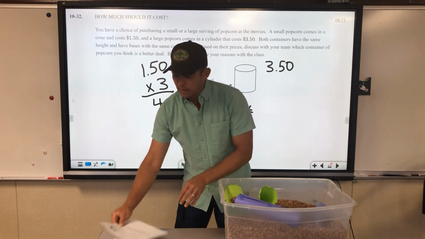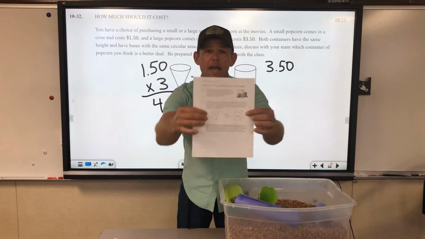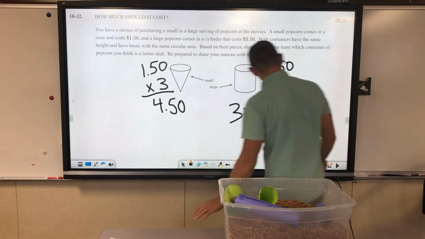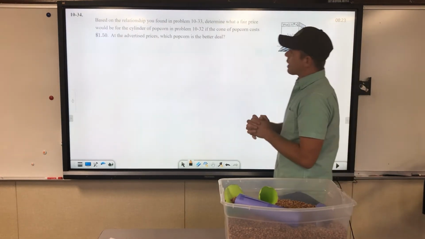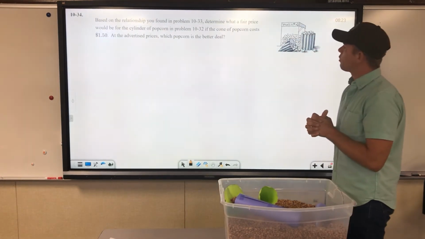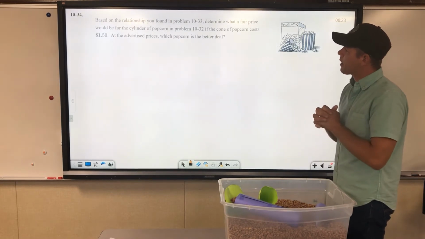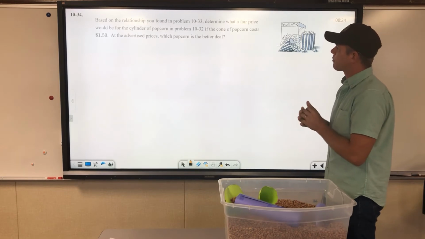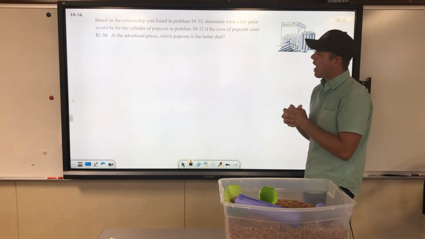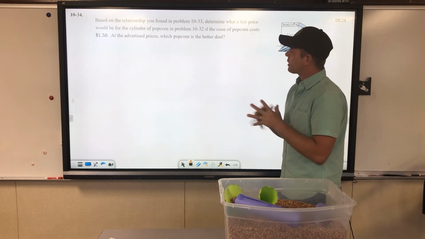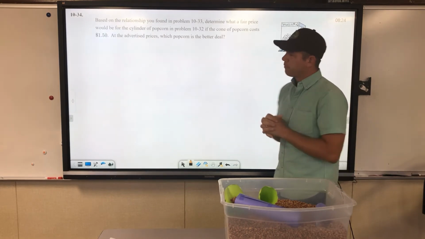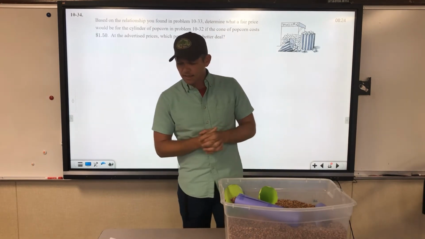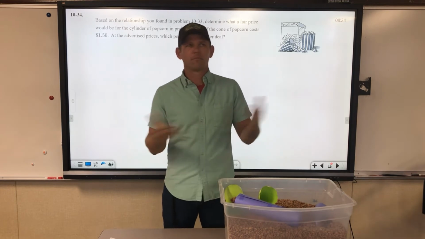We are going to go to the next page, 10-34. Looks like this, 10-34. Based on the relationship you found in 10-33, determine what a fair price would be for the cylinder of popcorn from 10-32 if the cone of popcorn costs $1.50. As the advertised prices, which popcorn is the better deal? I think we just summarized this in 10-32. I think technically we could have written this down under there.